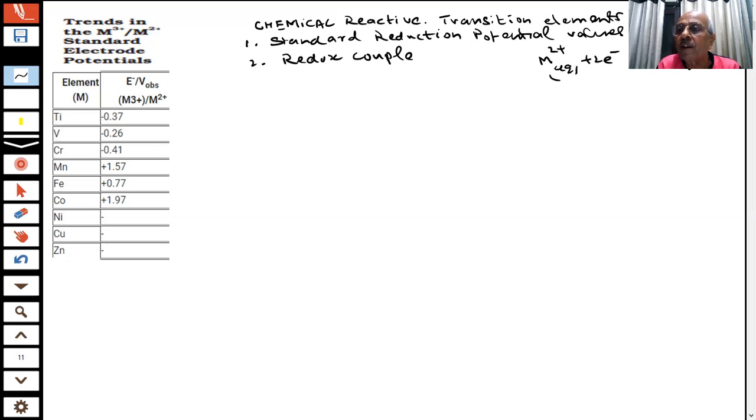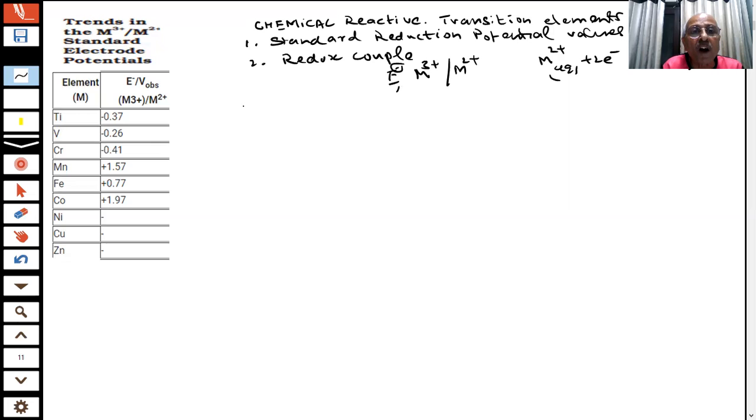These are called standard reduction potential values. We have given these values. Now, when I talked of redox couple, students, redox couple means that I was talking about M3+ to M2+ values. This is a value of the redox E naught, redox values. So a couple is very important because there are going to be questions, students.